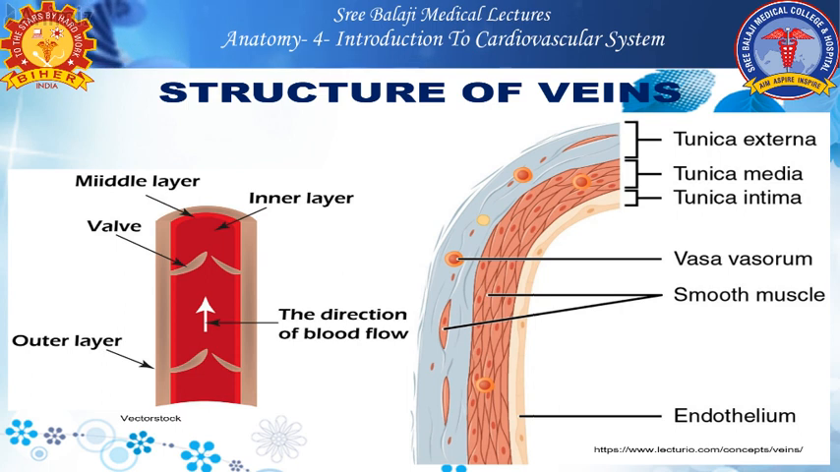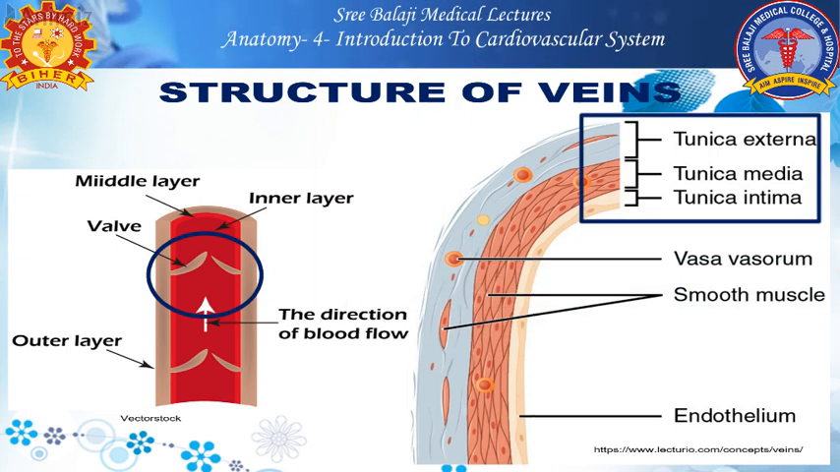Coming to the structure of the vein, veins will have a valve. The histological structure will remain the same. There will be tunica intima inside, tunica media in the middle, and tunica adventitia on the outside. Tunica adventitia here will be the thickest layer.